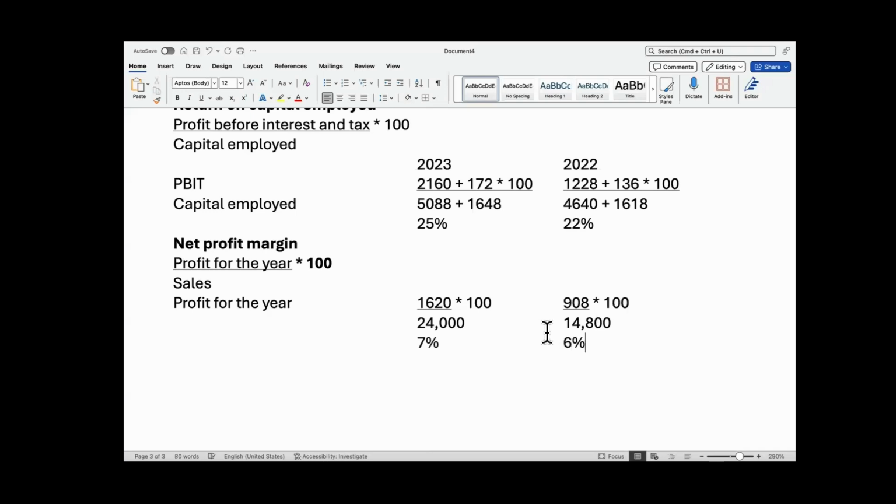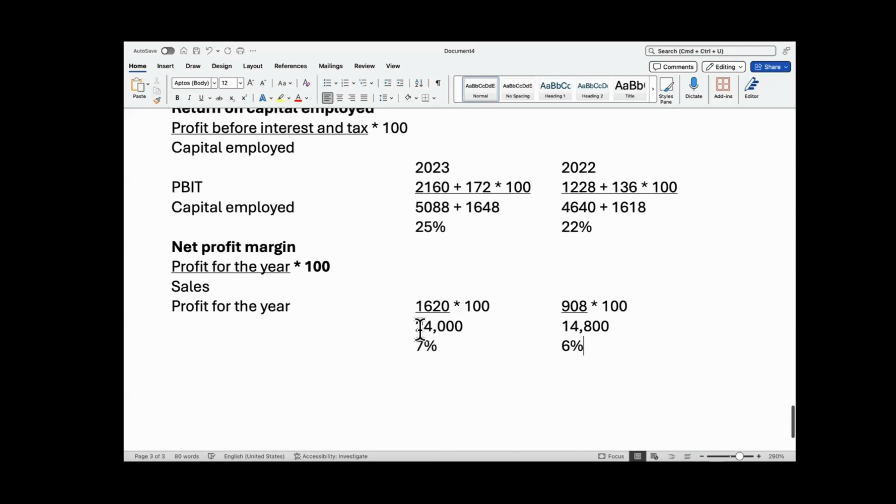So Chidima, which one do you think is better? Is it 2022 or 2023? 2023, though the growth is marginal. Okay, so what does this 7% mean now? For every unit sold, they made 7% profit out of every sale made. That's correct. That's fantastic.